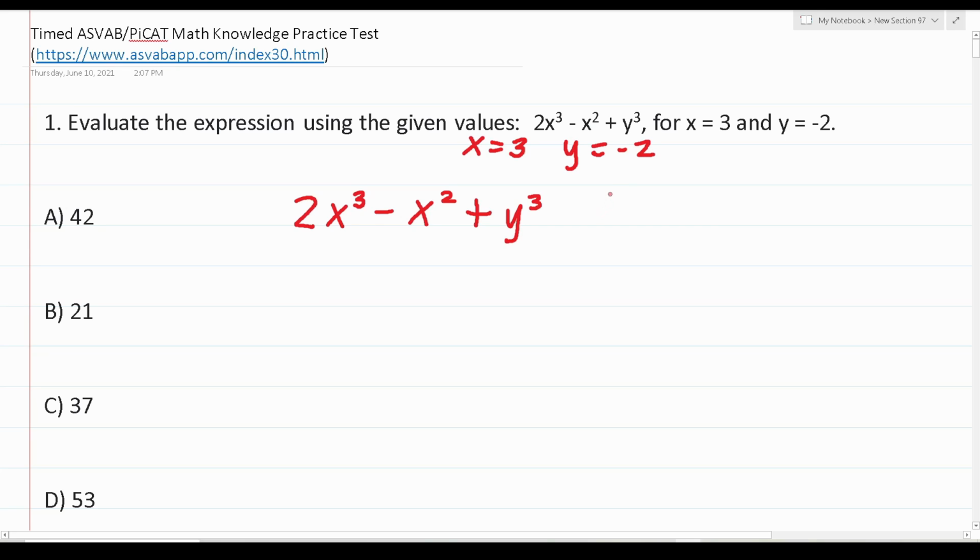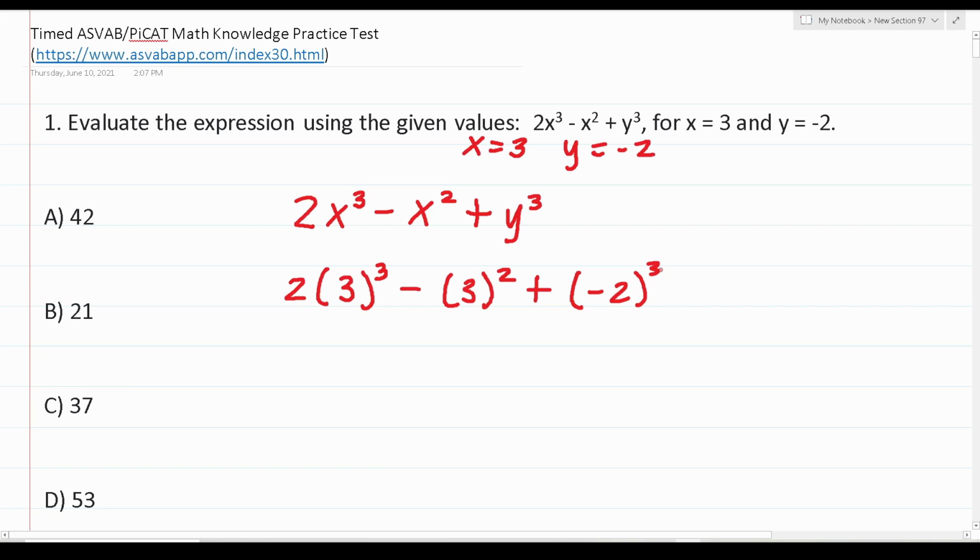The first thing we want to do in this case is substitute 3 in wherever we see x in our expression and negative 2 in wherever we see y. So let's go ahead and do that. This becomes 2 times 3 to the third minus 3 squared plus negative 2 to the third.